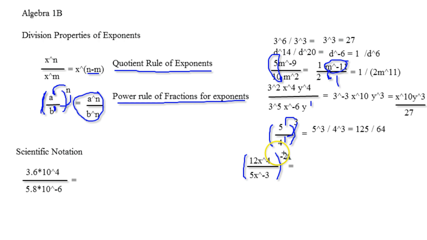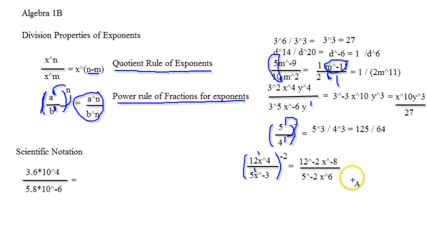Now if you're raising everything to a negative exponent power, you can do this one of two ways. You can distribute the negative exponent, and you have to remember to put the ones on the 12 and the 5, and then you rewrite it as 12 to the -2nd, x to the -8th on top. So that one's pretty simple. And then on the bottom you have 5 to the -2nd, and then x to the 6th.